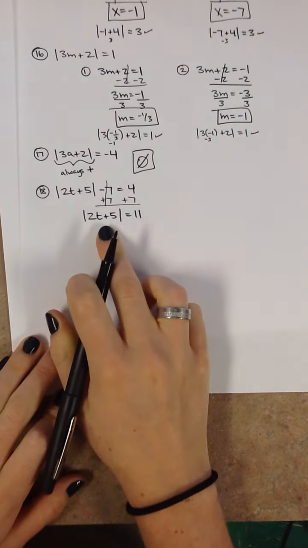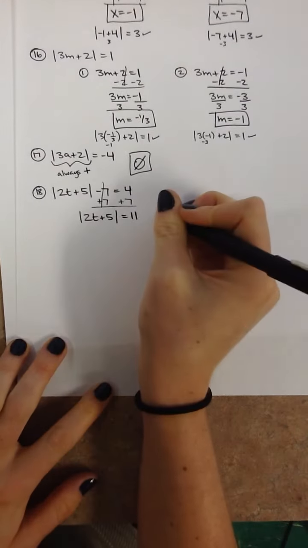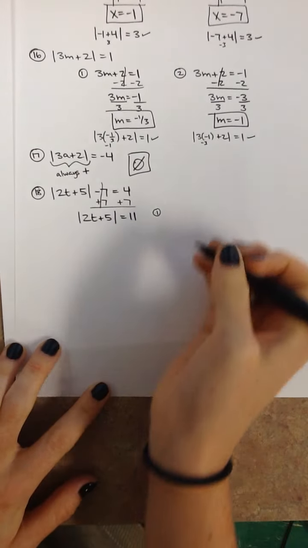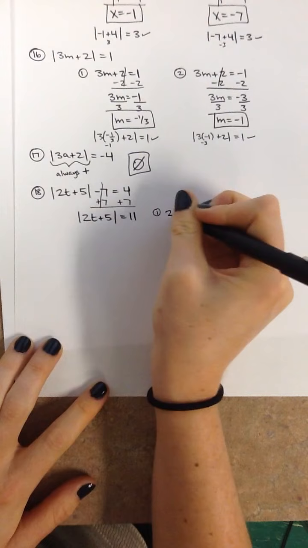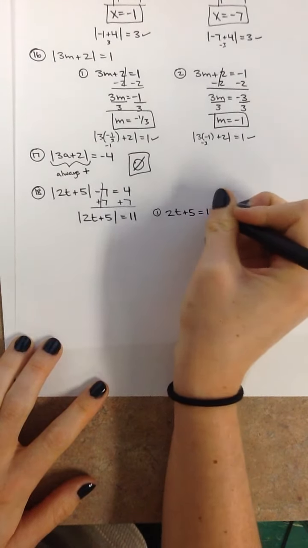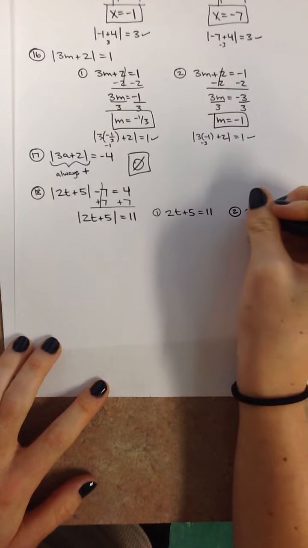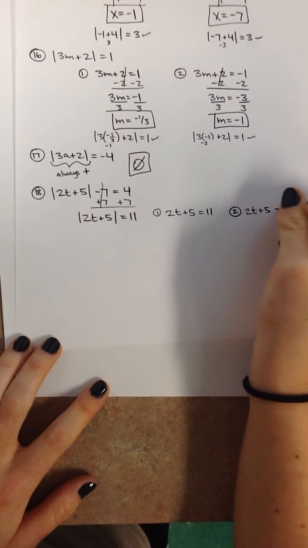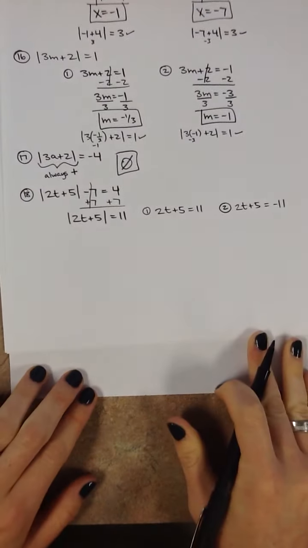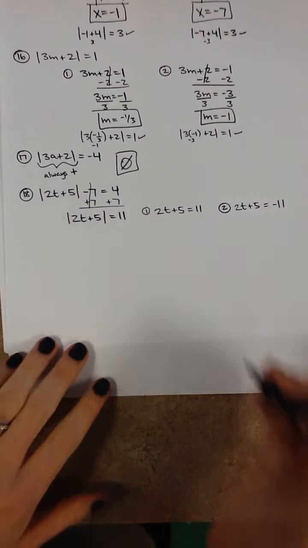Okay, so now that the absolute value piece is isolated, now I can set up my 2 scenarios, just like numbers 15 and 16. I take the stuff out of the absolute value, I set it equal to the positive version of 11. I take the stuff out of the absolute value. I set it equal to the negative version of 11. Then I'm just solving two equations here.